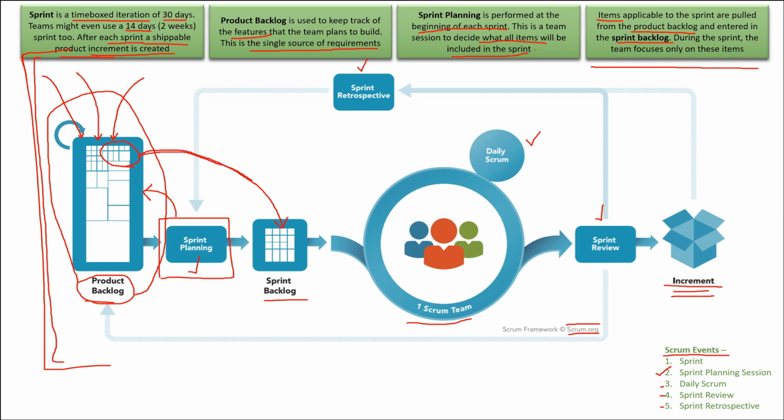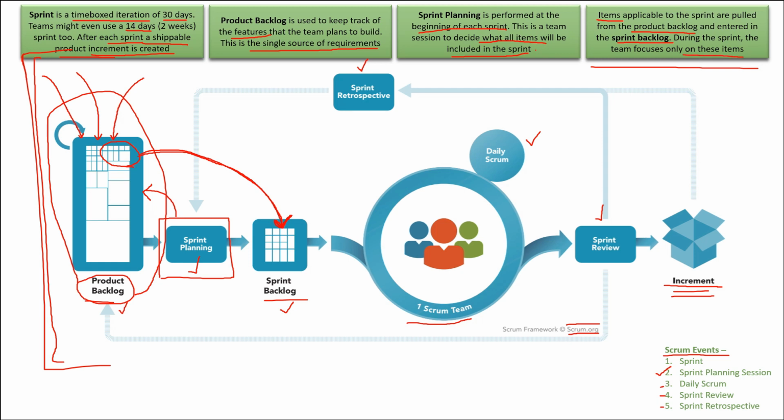So after your sprint planning session, the team finalizes what all needs to be part of the sprint, what all needs to be in scope for the sprint, and items are pulled from the product backlog and they enter the sprint backlog. During the sprint, the team focuses only on these items.